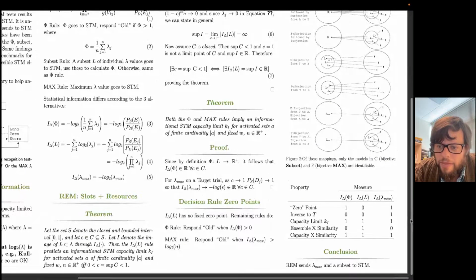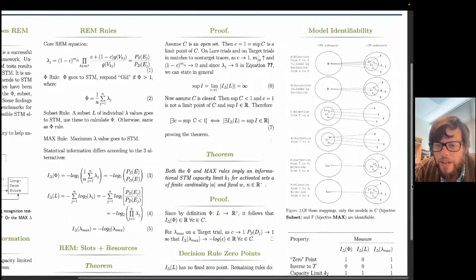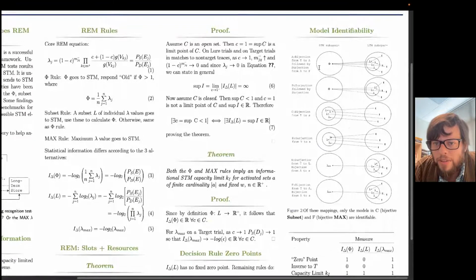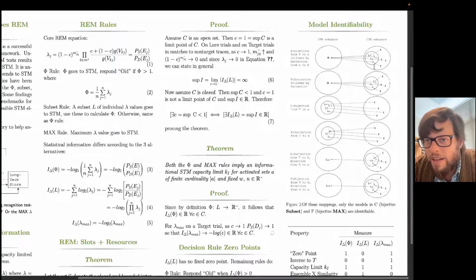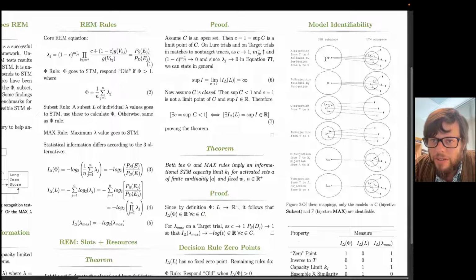So anyway, another thing to consider is identifiability in the models. This is showing all the different kinds of mappings you can expect in the different kinds of models between an LTM subspace and the STM subspace. You can think of LTM and STM as places, kind of like in Atkinson-Shiffrin. Then T are the trace vectors, and they're giving rise to different lambda values from the matching, and those lambda values are getting turned into a phi value under the phi rule, and the phi value is what gets sent over here to STM. That's what this is saying. There are different ways in which this could play out, depending on how unique the mappings are.